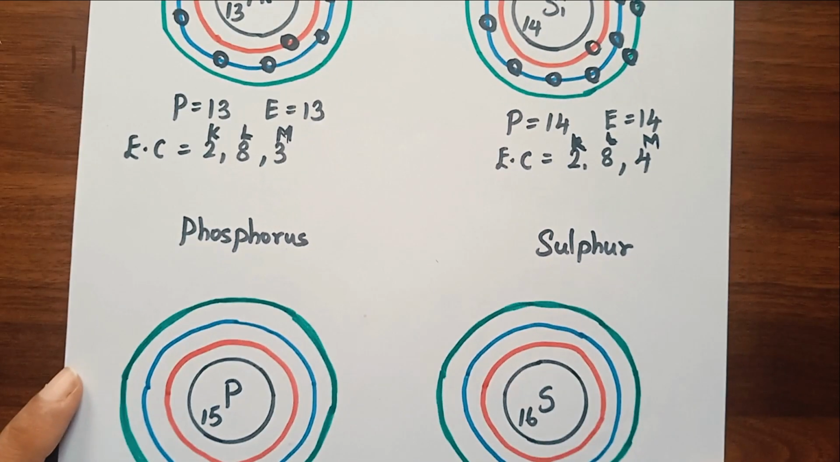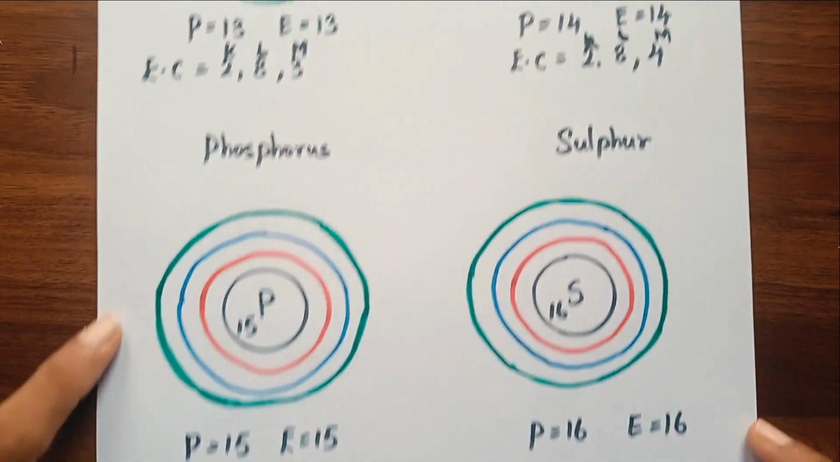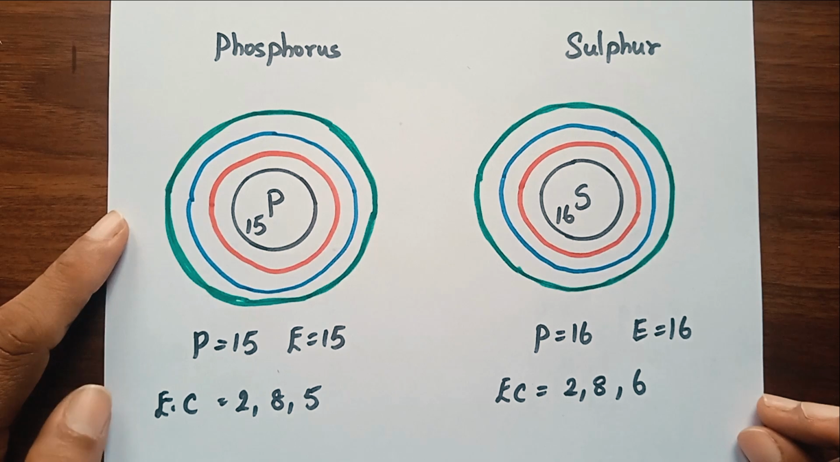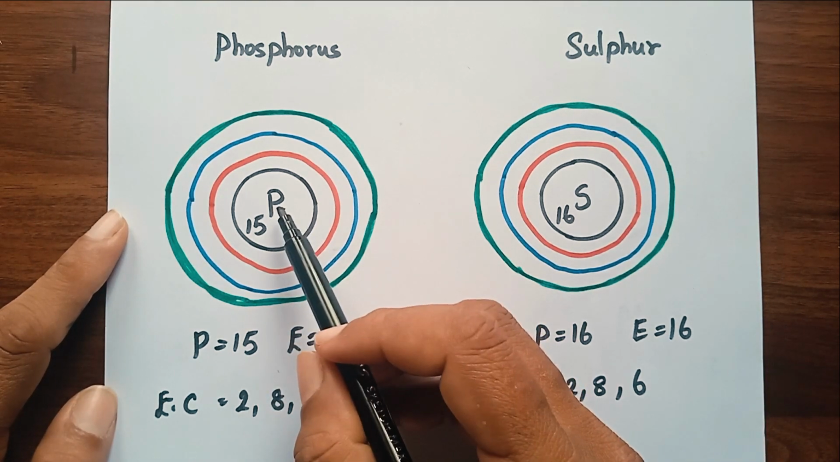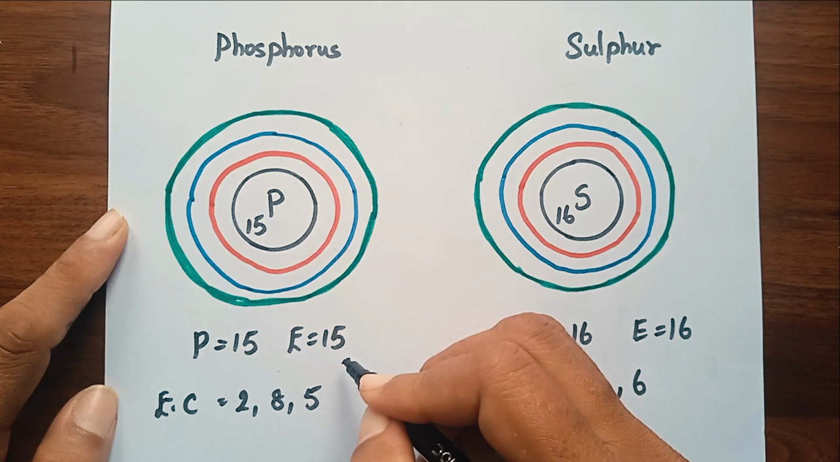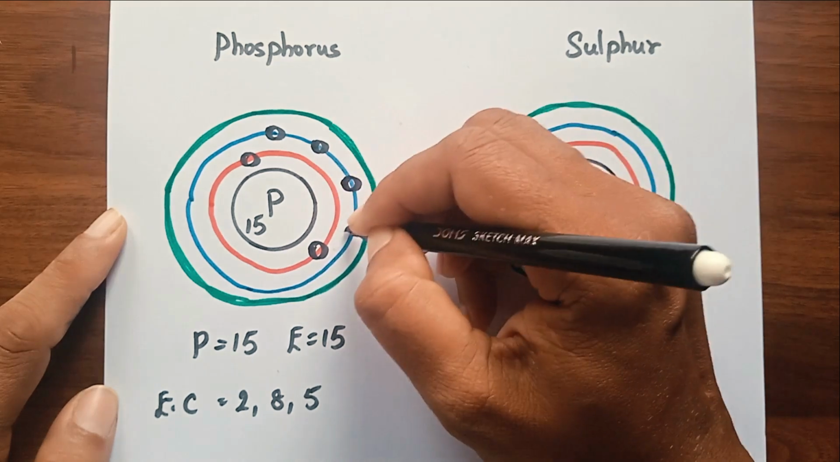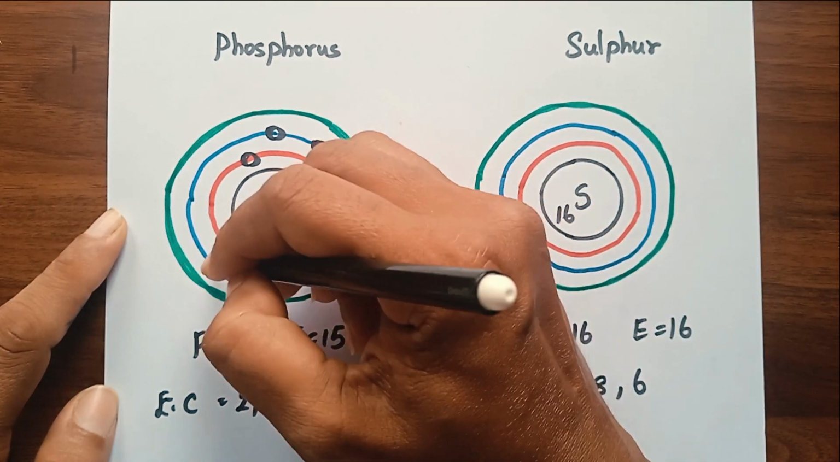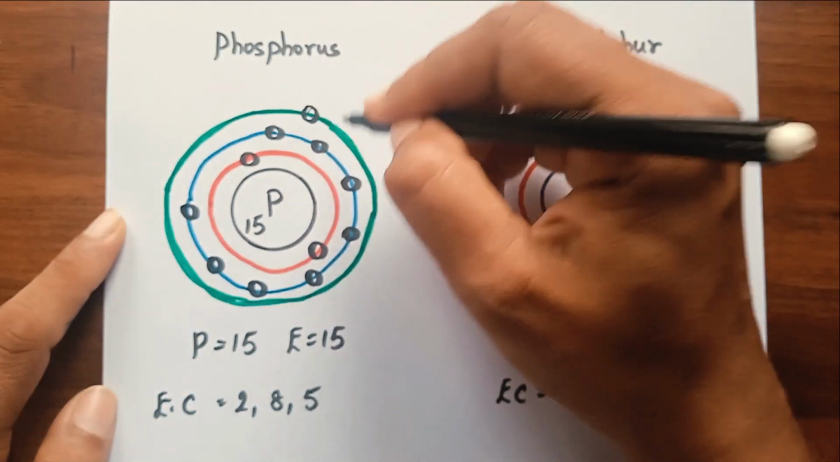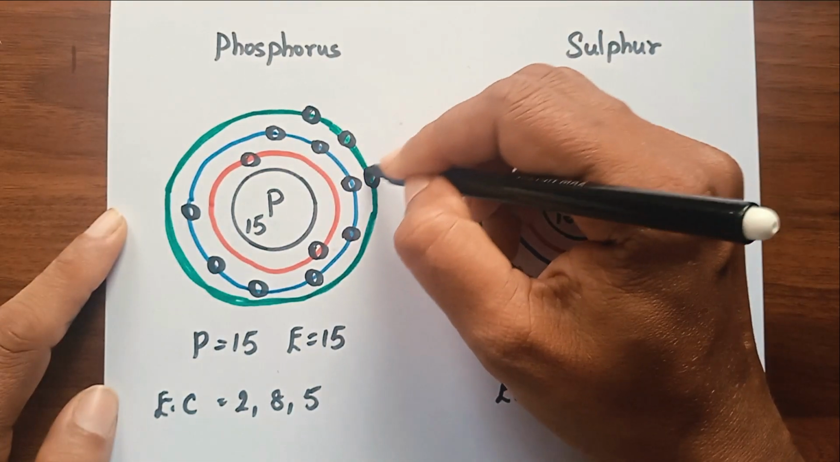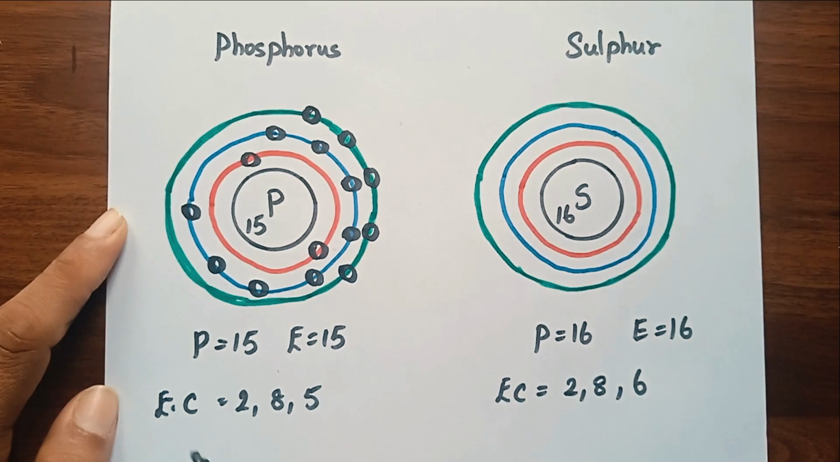Okay, next let me see for phosphorus. The atomic number for phosphorus is 15. The symbol for phosphorus is P. Okay, so number of electrons here is 15. So start filling. 1, 2, 3, 4, 5, 6, 7, 8, 9, 10. The remaining is 5. 1, 2, 3, 4, 5. So electronic configuration is 2, 8, 5. There is K shell 2, L shell 8 and M shell is 5. Okay. Next we see for sulfur.